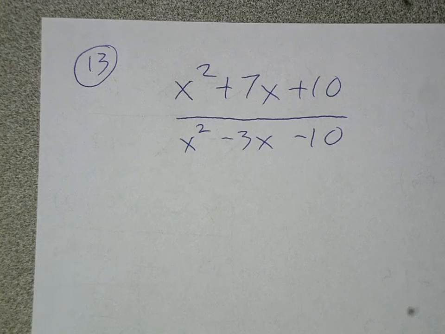So, for both of these, they end up being 5 and 2, because 5 times 2 makes 10 and adds up to 7. And now here, 5 times 2 makes 10, but minus 5 minus 2 makes 3, which is where you put the negative sign for the bottom part.